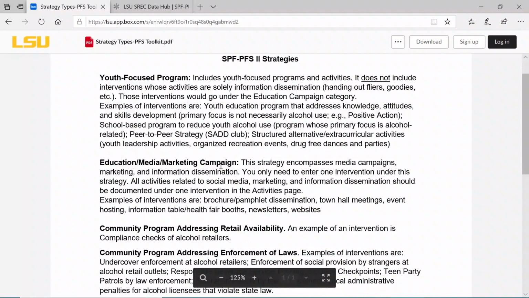They would go under your education media marketing campaign. We ask that even if you're doing multiple different types of information dissemination, if you're disseminating information about different topics, you still only enter one intervention under education media marketing campaign. That's because at a lot of events, you're probably going to be disseminating all of those multiple types of education. It's going to be signage or flyers or different topics. We'd like you to enter all that under one intervention. So you'll just enter one of these.